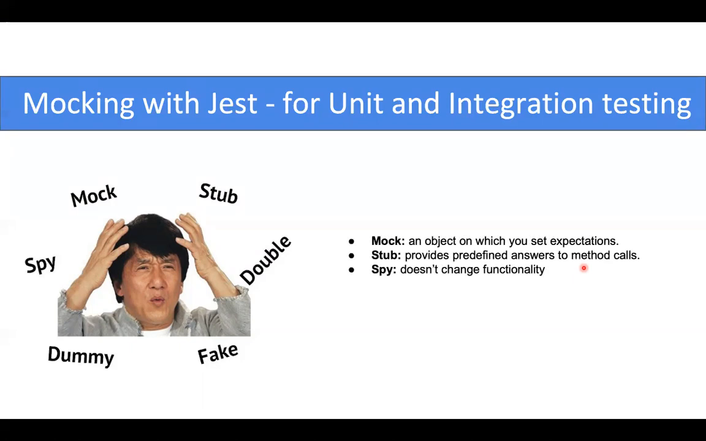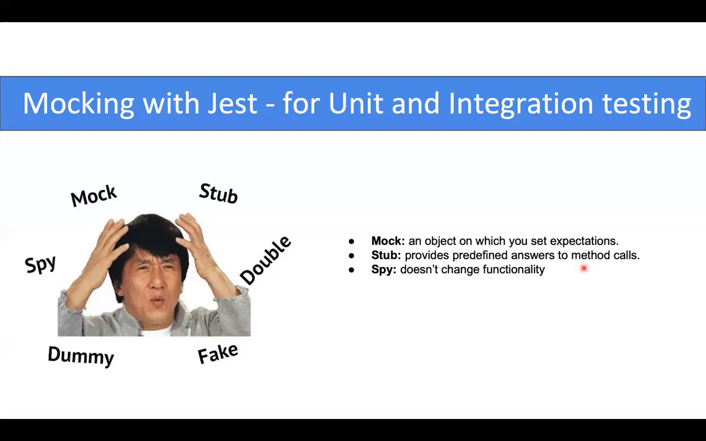But to explain, the mock, stub, and spy are actually very similar. A mock is an object on which you set expectations. For example, you have a function that you are mocking, and you want to check that the function has been called, with which arguments, and what the function has returned, and so on. That's the expectation. That's when you call it a mock.